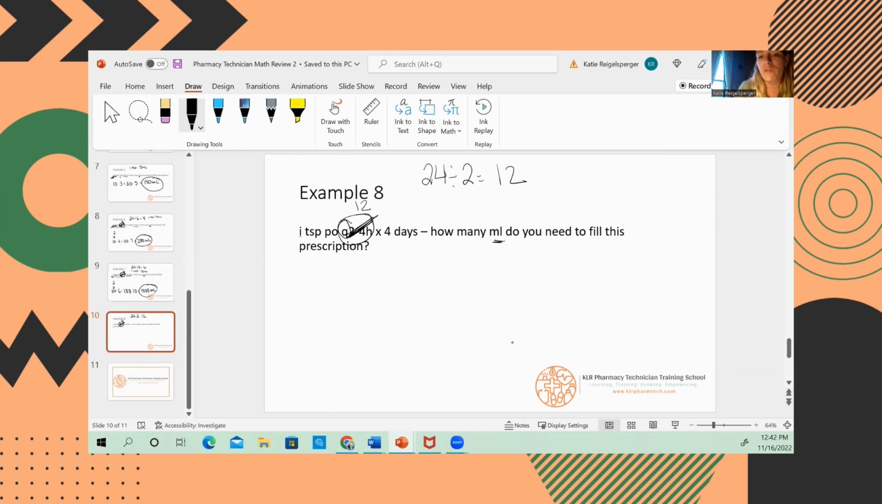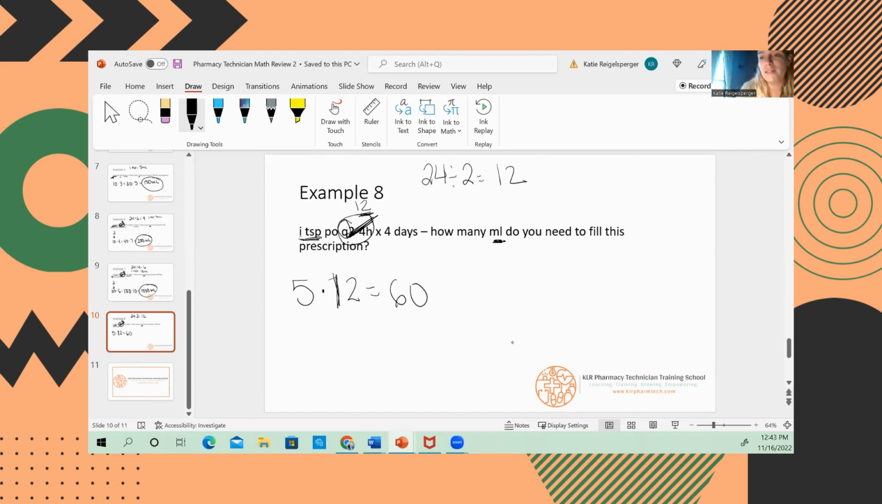Then we look at this. Because they want their answer in milliliters, we must convert our teaspoons to milliliters. We know that 1 teaspoon equals 5 milliliters. We take 5 milliliters every time. How many times a day do we take 5 milliliters? 12. 5 times 12 equals, I believe it is 60. Let's do it on our calculator. 5 times 12 equals 60.